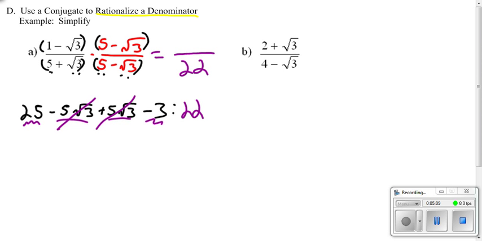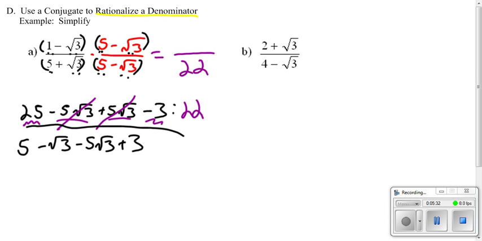Now looking at our numerator, when we want to FOIL that out, 1 times 5 is 5. 1 times negative square root of 3 is negative square root of 3. Negative square root of 3 times 5 is negative 5 square roots of 3. And negative square root of 3 times negative square root of 3 becomes a positive 3. So when we combine our terms, we have a negative 1 and a negative 5 square roots of 3, so that becomes negative 6 square roots of 3. And our 5 and our 3 add to 8.